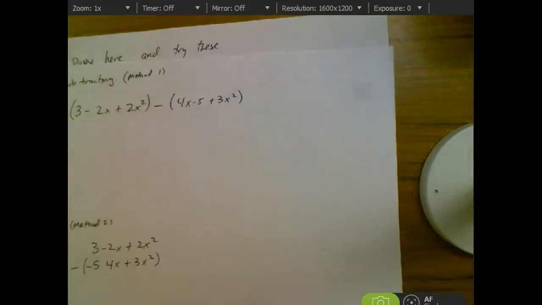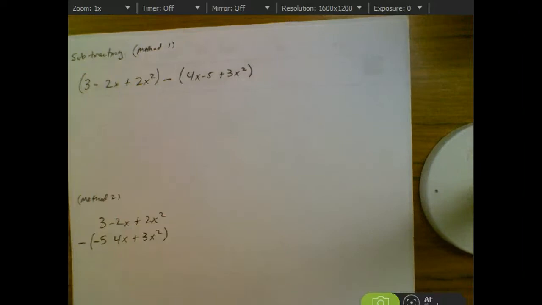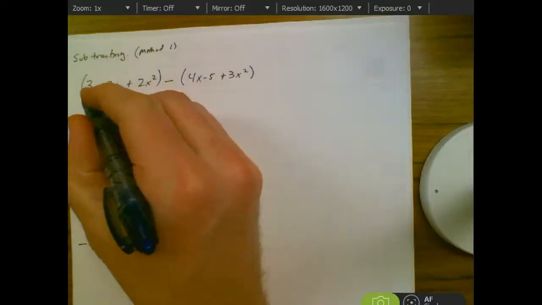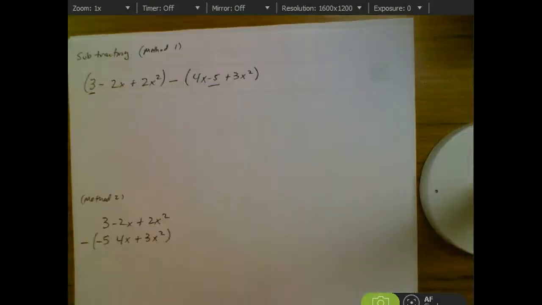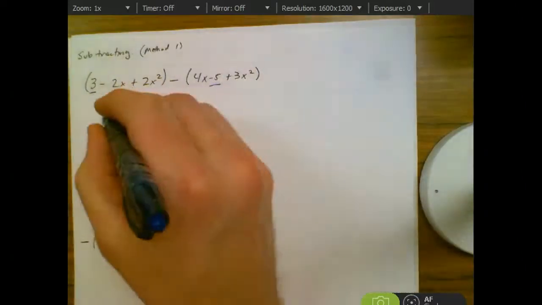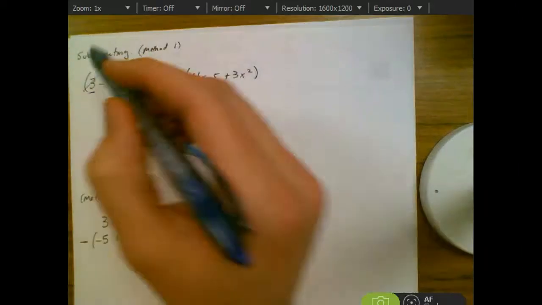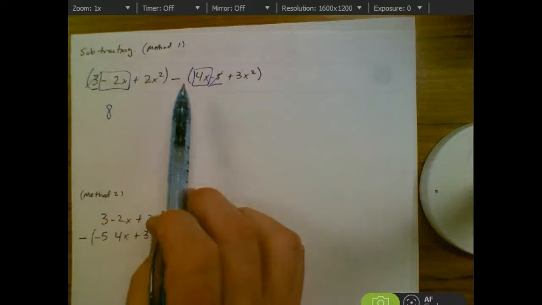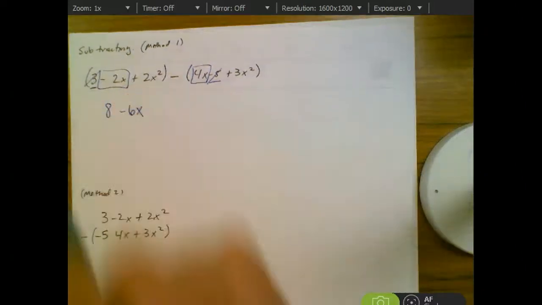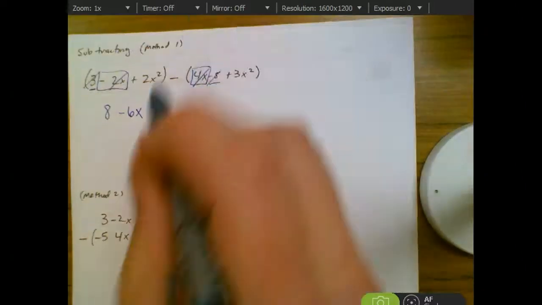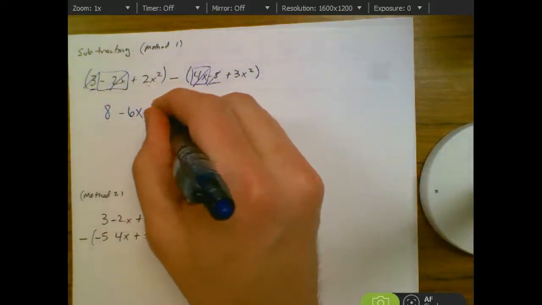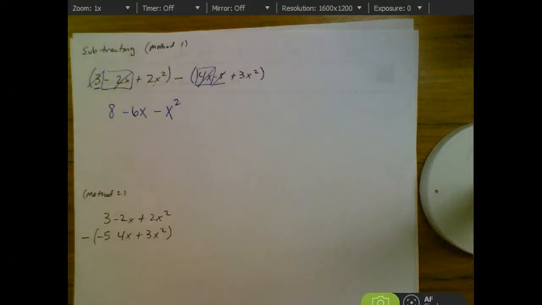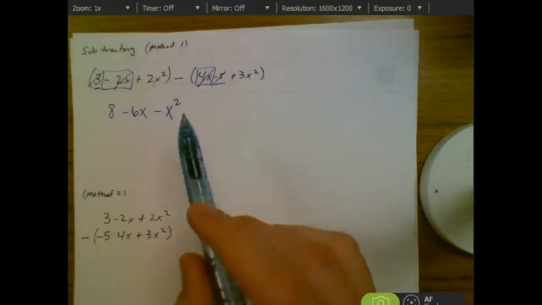Let's go to subtraction. We can do the same methods, but we have to remember we're subtracting. So 3 minus a negative 5. 3 minus negative 5 is 3 plus 5, which would be 8. So those are gone. Then we have a minus 2x and a 4x, minus 2x minus 4x, minus 6x. And 2x squared minus 3x squared is negative x squared. So this is that same method where you're going across. You can do it that way.